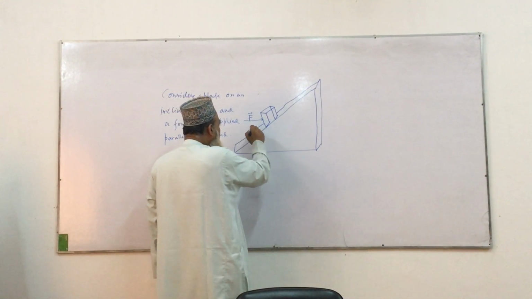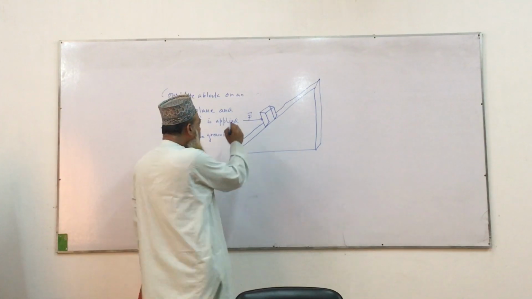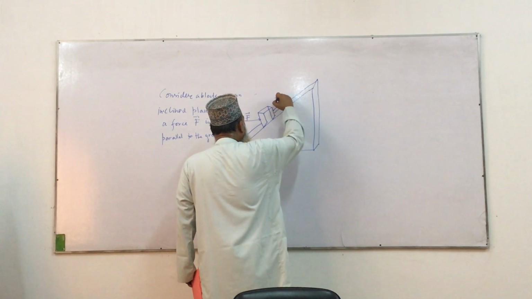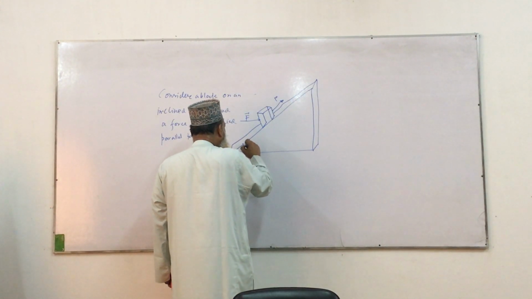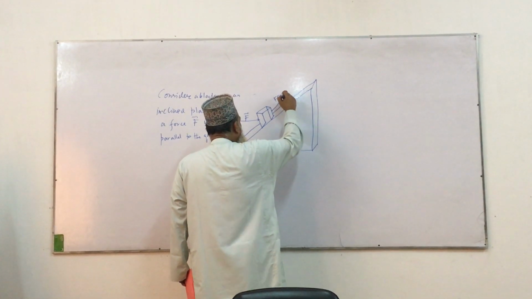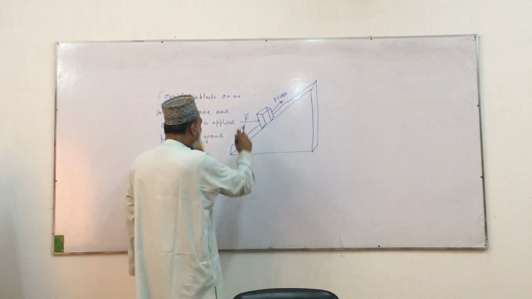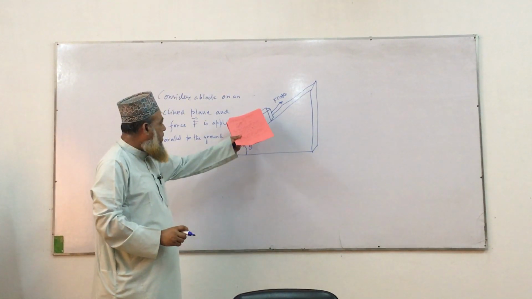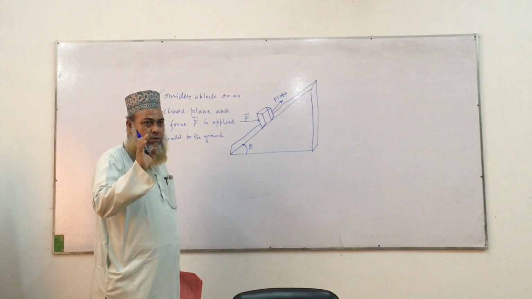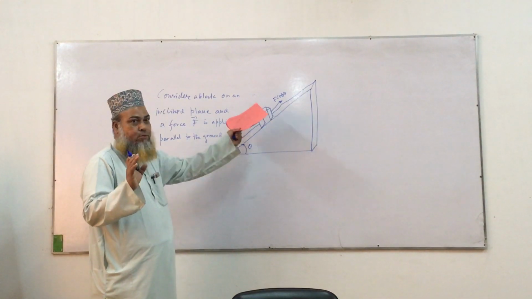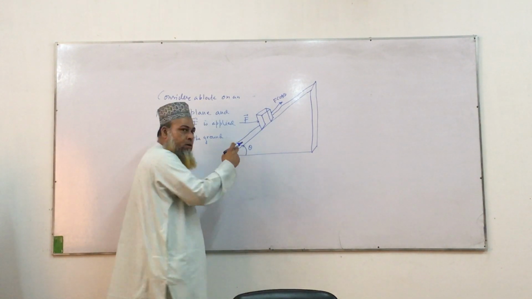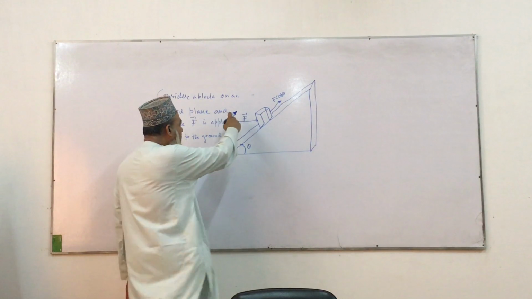Now, this force has two components. One component acts along this line. If this angle is theta, this is F cos theta. How do you know that this will be F cos theta? I give you a trick to find out the component along the inclined plane. Parallel transport the F here.